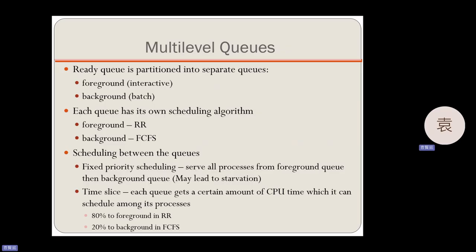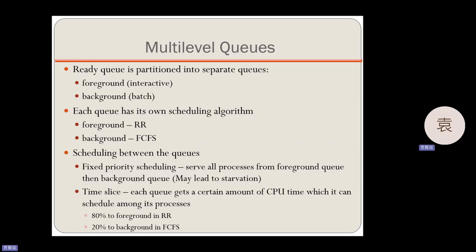Okay, so the next possible alternative is time slicing. Each queue gets a certain amount of CPU time, and during that particular CPU time, it schedules the processes in its own queue. For example, 80% of CPU time is allocated to the foreground tasks in round robin fashion, and 20% of CPU time is assigned to the background jobs, and they run in first come first served.